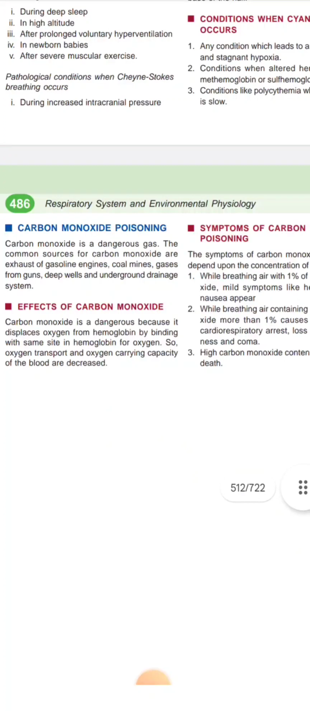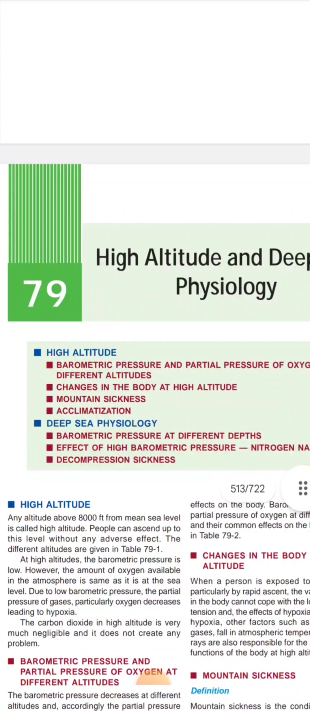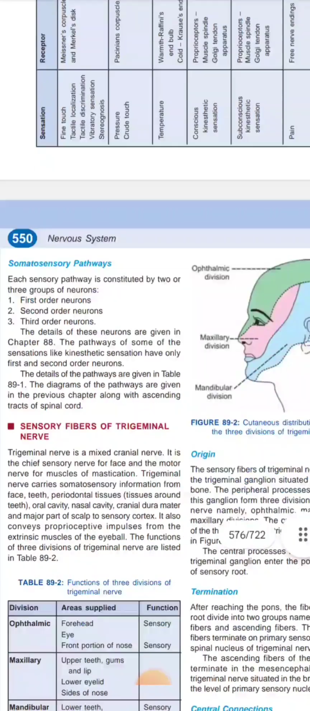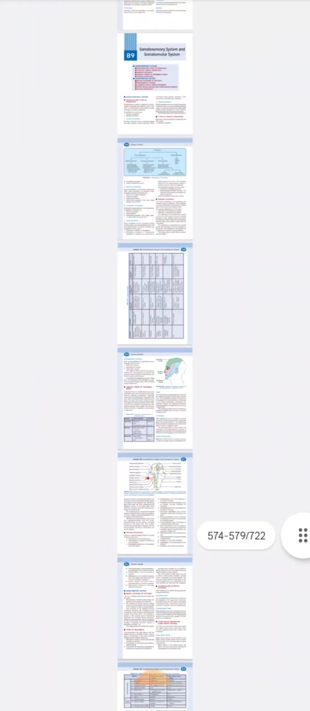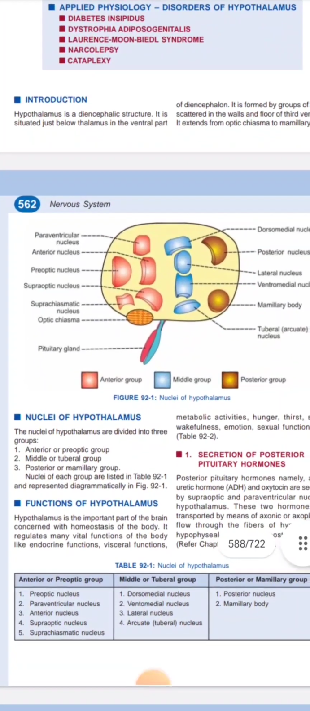Okay, where 1 minute ma, high altitude physiology. Okay, wait. Here we are.